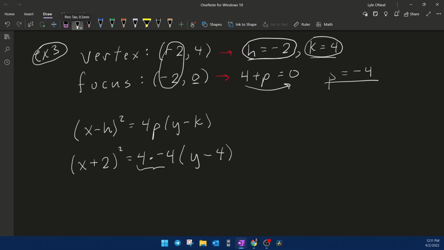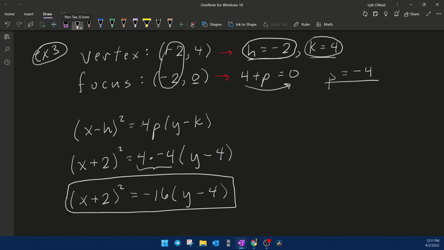And then I need to simplify, doing the multiplication. So my final answer, in standard form, is x plus 2 squared equals negative 16 times y minus 4. And that should be our equation in standard form.